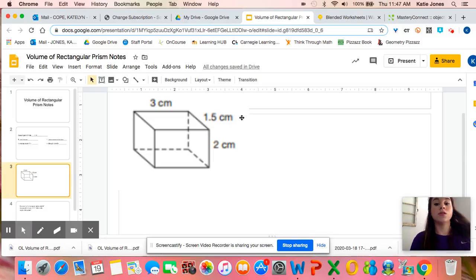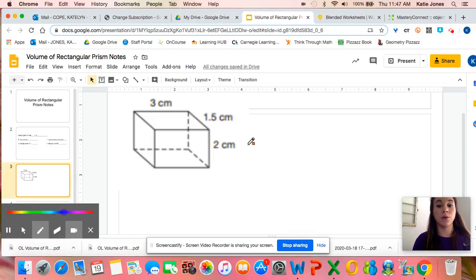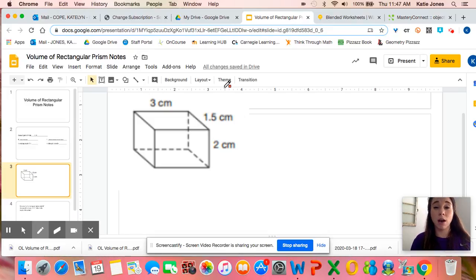Okay, so here we have our rectangular prism. And I know it's hard to tell which one is the base. And I'll tell you right now, it honestly doesn't matter because I'm going to give you a little cheat at the end. So let's just say that this is our base. Okay? This is our base.